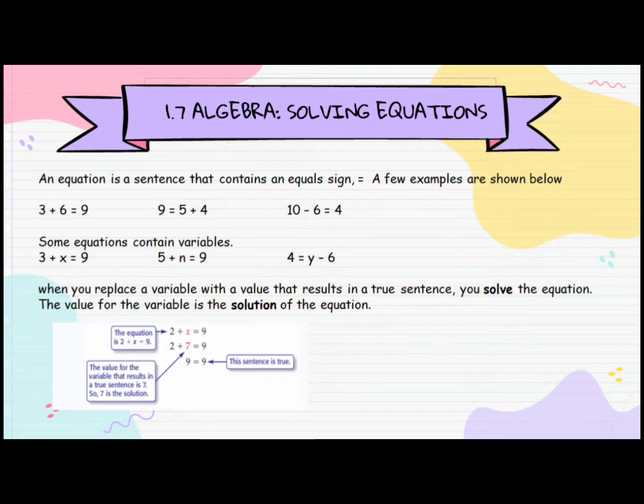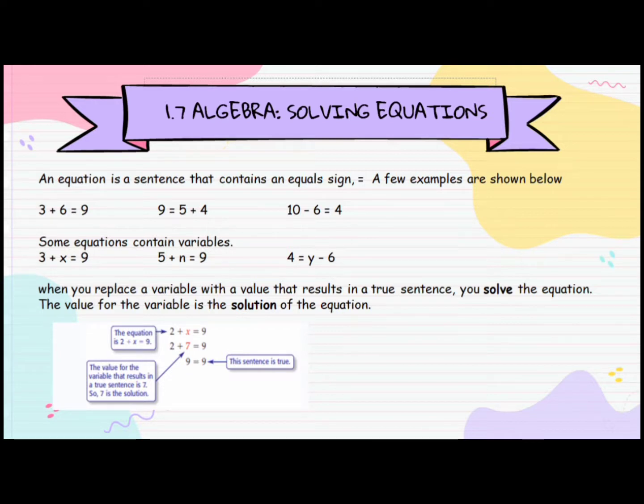For example, number 2, 9 equals 5 plus 4. Some equations contain a variable, like 4 plus 8 equals 9. The last example, 10 minus 6 equals 4. Some equations contain variables, like 4 equals y minus 6. When you replace a variable with a value that results in a true sentence, you solve the equation.